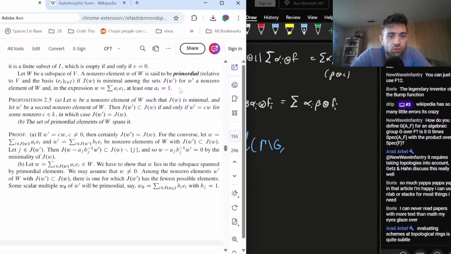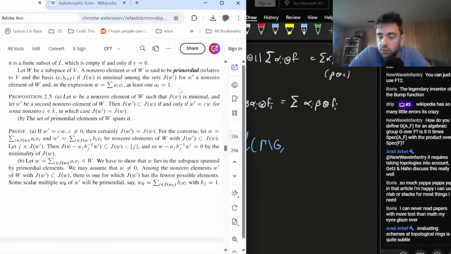Is it even true that this has a minimal? I guess if the space doesn't have a minimal thing, then it doesn't have primordial elements.